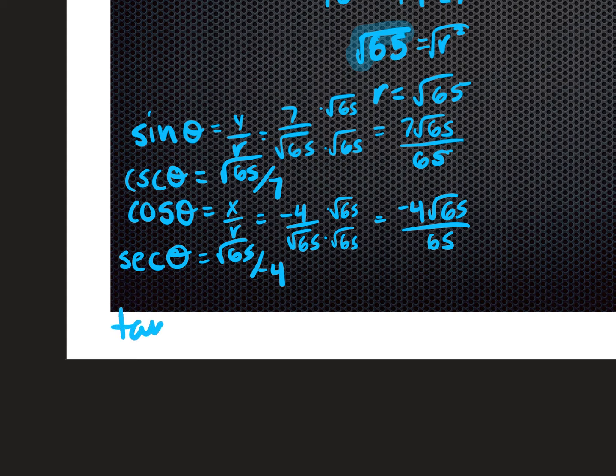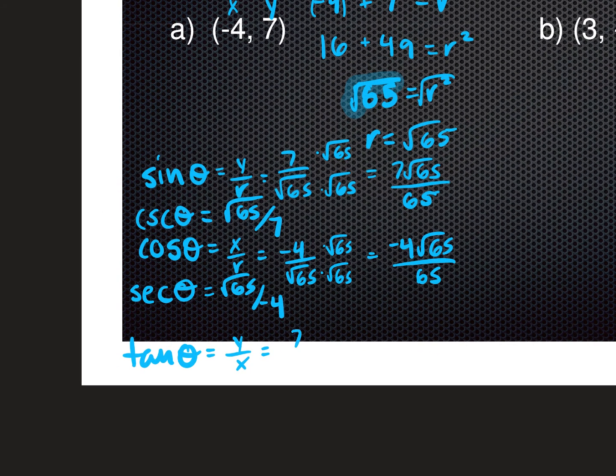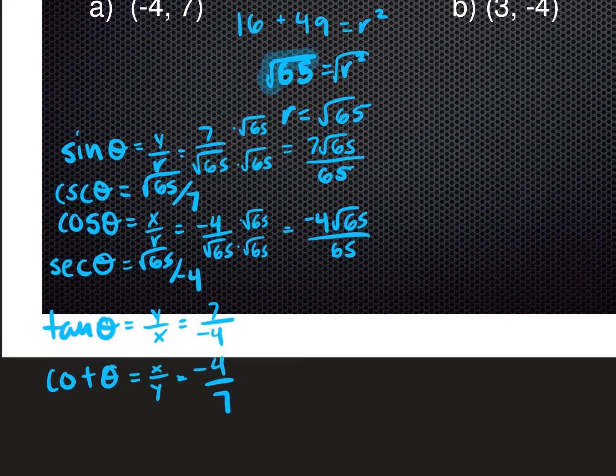Then we have tangent, which is y over x. My y was 7, so 7 over negative 4. And then cotangent is the reciprocal of that. X over y, which would be negative 4 over 7. So there's my 6 trig functions.